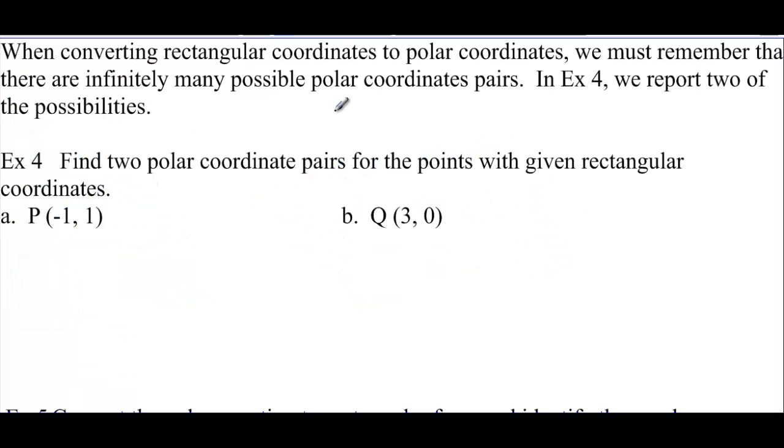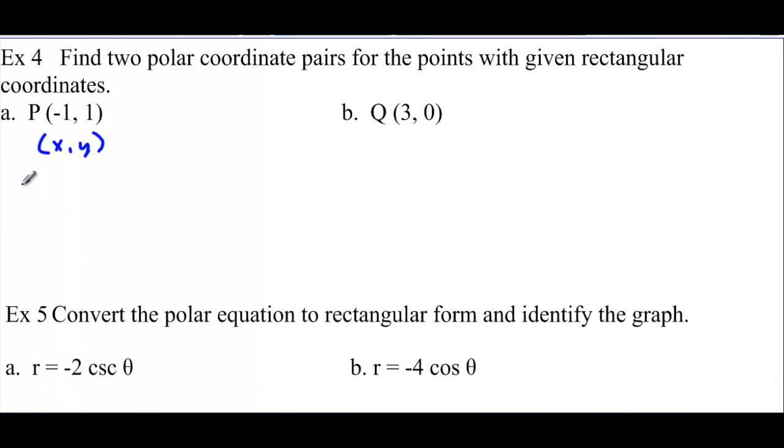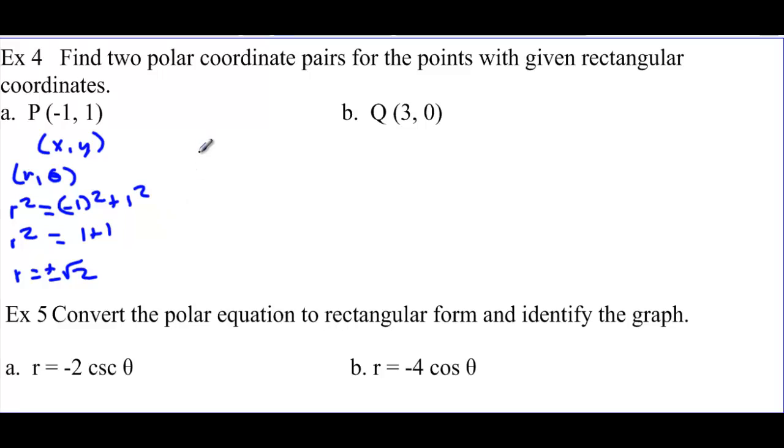When converting rectangular coordinates to polar coordinates, we must remember that there are infinitely many possible polar coordinate pairs. In example 4, we report 2 of the possibilities. Example 4. Find 2 polar coordinate pairs for the points with the given rectangular coordinates, negative 1, 1. So this is x, y, and we want polar coordinates. We want r, theta. We can make the statement that r squared equals negative 1 squared plus 1 squared. So r squared equals 1 plus 1, so r equals plus or minus the square root of 2.